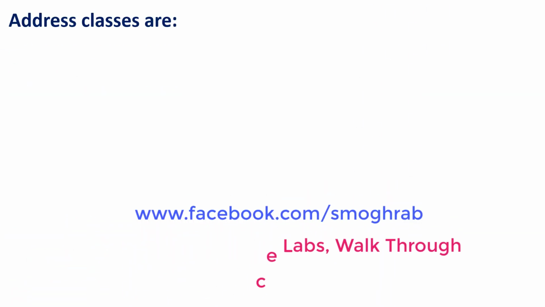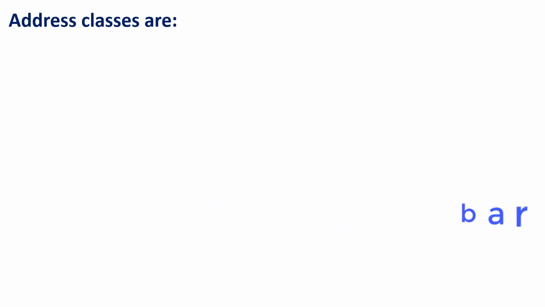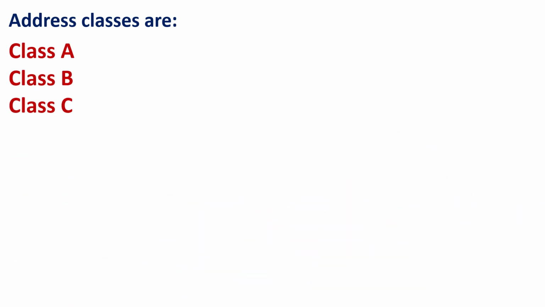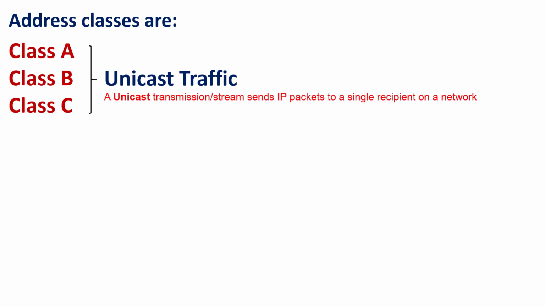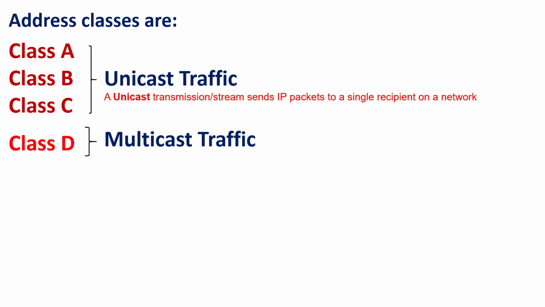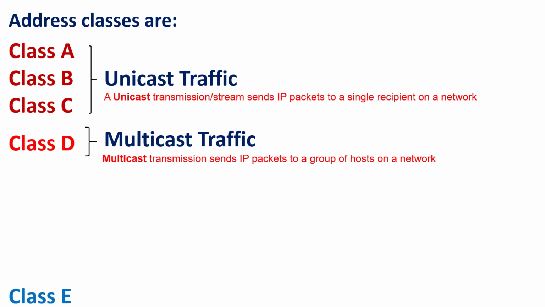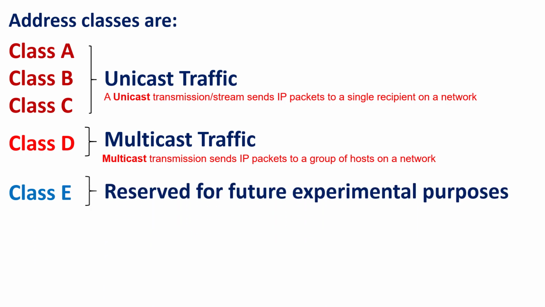Now, we are talking about the IPv4 classes, and the classes are Class A, Class B, and Class C. Here we call these classes unicast. A unicast transmission stream sends IP packets to a single recipient on a network. And we also have Class D, which we call multicast traffic. Why? Because multicast transmission sends IP packets to a group of hosts on a network. And also Class E, this class is reserved for future experimental purposes.